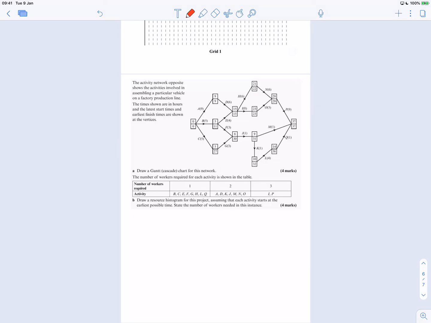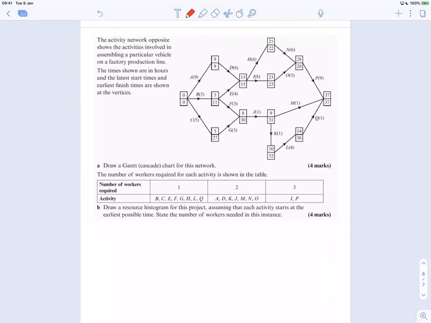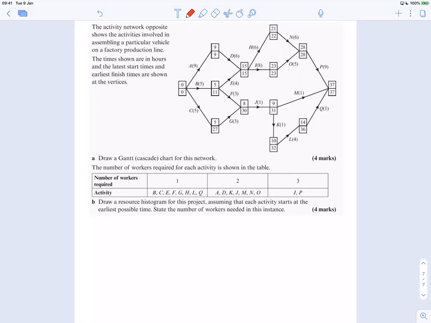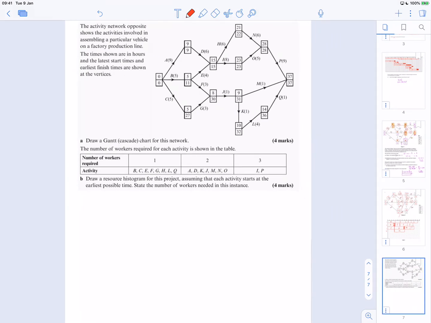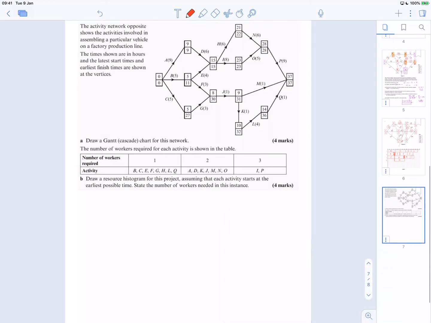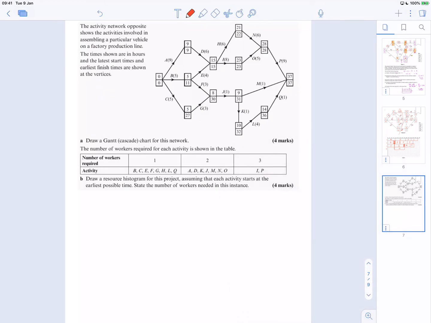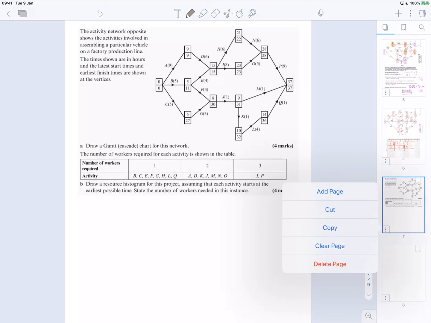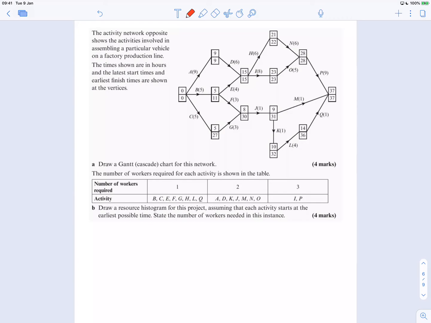Aha. Okay, last one. So if you want to pause the video and give this a go yourself. Okay, so I think I need some space for this. So the activity network, what's going on? Add page. Okay. Right. The activity network opposite shows the activities involved in assembling a particular vehicle on a factory production line. The times shown are in hours, and the latest start times and the earliest finish times are shown at the vertices.